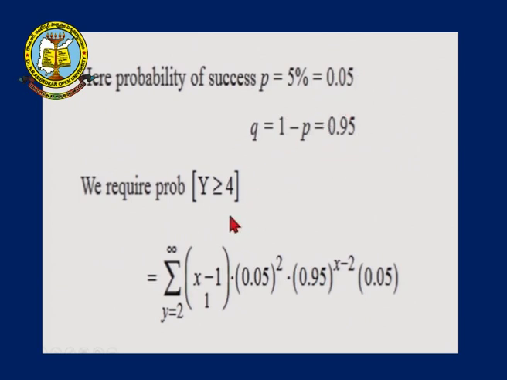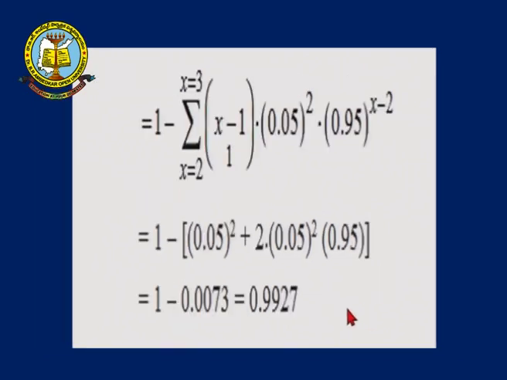That is y greater than or equal to 4 items, since we are taking 2 items, y is equal to 0 to summation of infinity, that is x minus 1 C 1, 0.05 whole square, P square, and 0.95 power x minus 2, since we are taking 0.95 for the failures. This whole total simplification is 0.0073, that is 1 minus 0.9927.